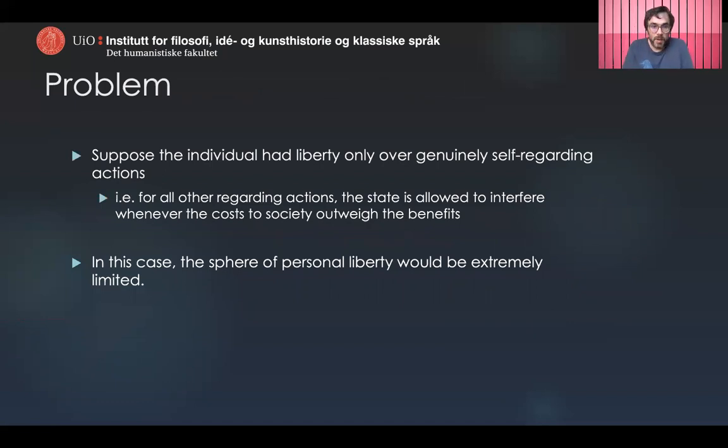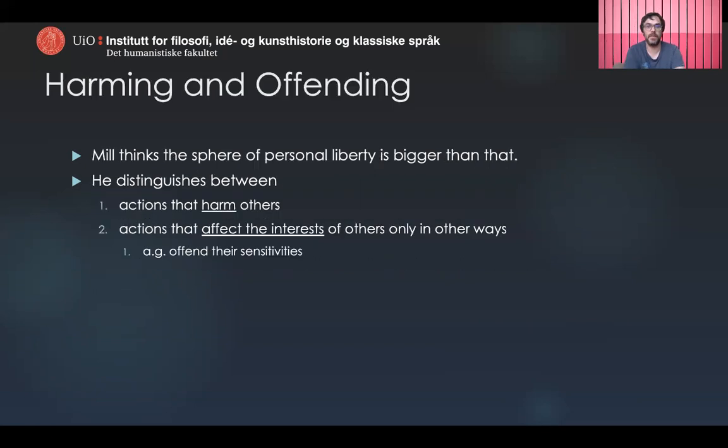Now the problem is this: suppose that the individual had liberty only over genuinely self-regarding actions, and for all other-regarding actions, the state is allowed to interfere whenever the costs for society outweigh the benefits. In that case, the sphere of personal liberty would be extremely limited. Maybe there are some, but it would be very, very limited. For example, you couldn't paint your apartment the way you like. Mill's view is not that view. Mill thinks the sphere of personal liberty is a lot bigger than that. You have a lot more individual freedom than that.